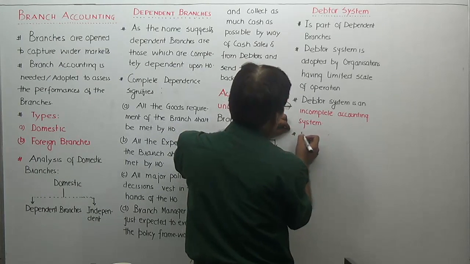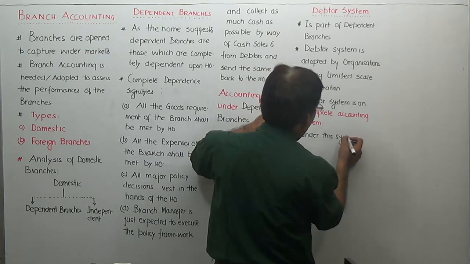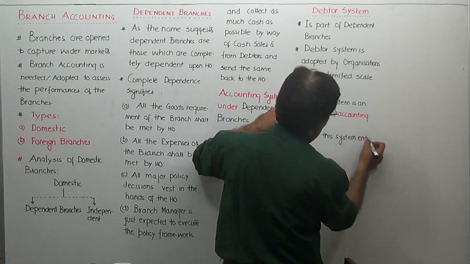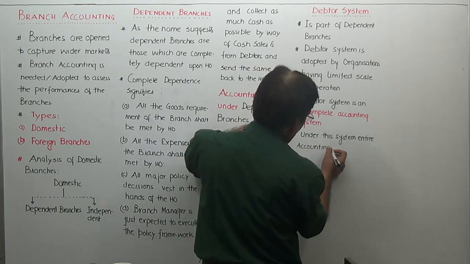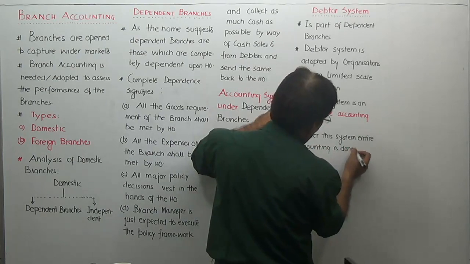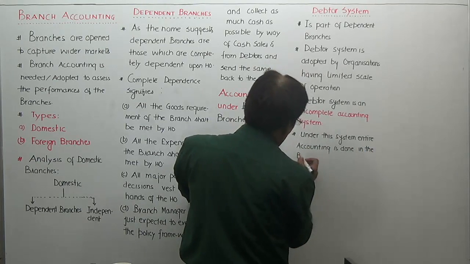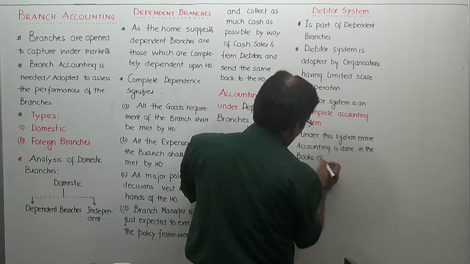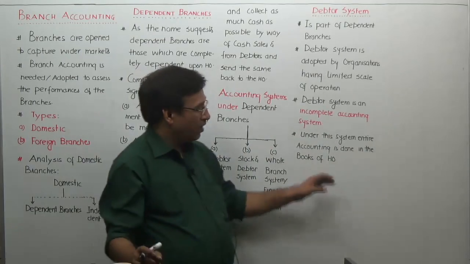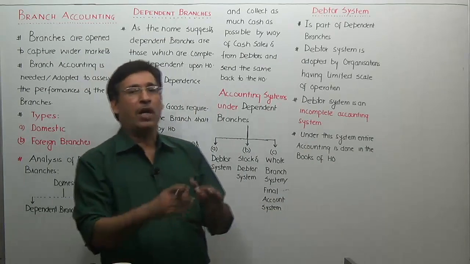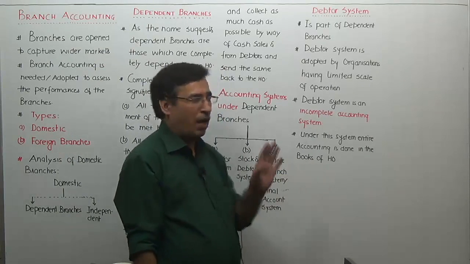Under this system, entire accounting is done in the books of head office. That is yet another important characteristic: under this system entire accounting will be done in the books of head office. That means the branch is not required to maintain any books. So the branch will not do any accounting. Head office will do the accounting on behalf of the branch.